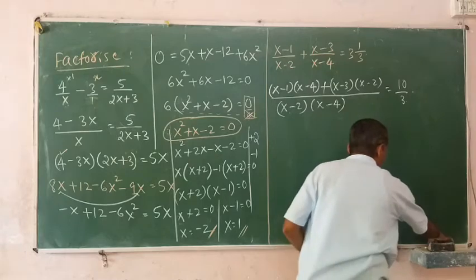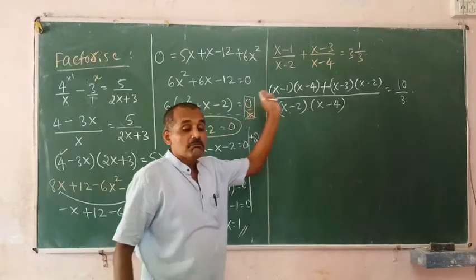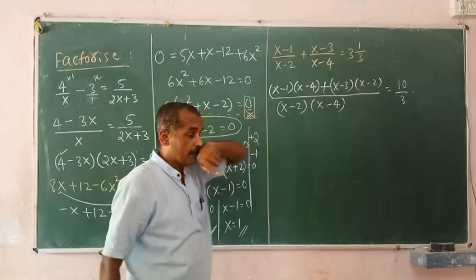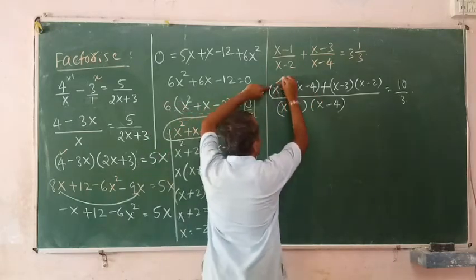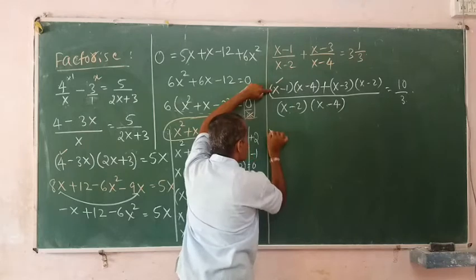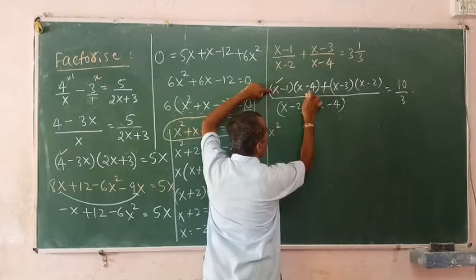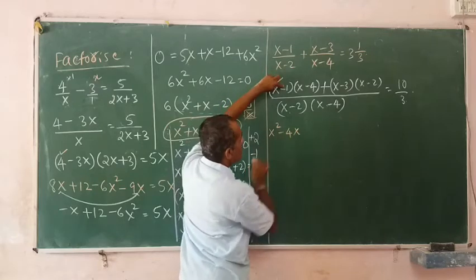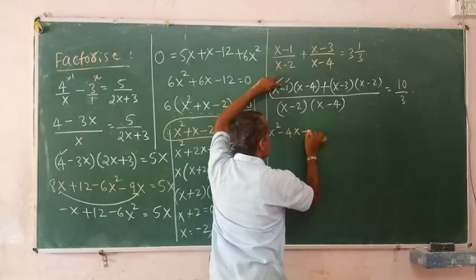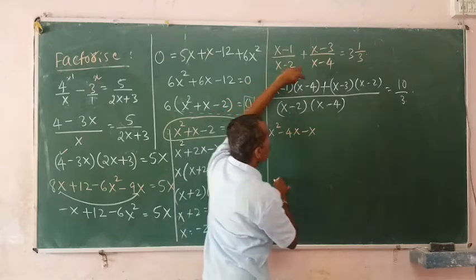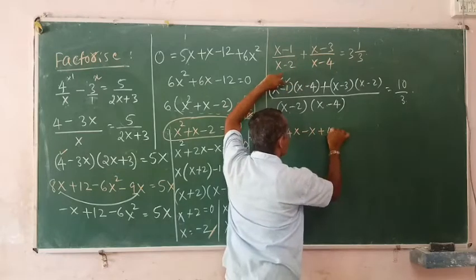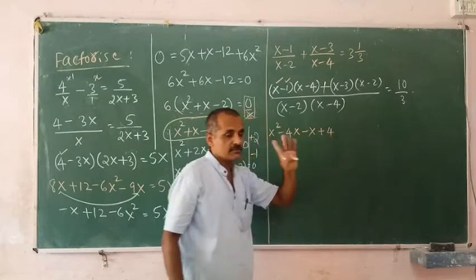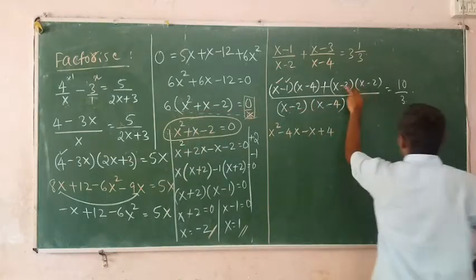Now my children, this is binomial to binomial, a very long multiplication. See very carefully. Let me start from here. x into x, x square. x into minus 4, minus 4x. Start from here: minus 1 into x, minus x. Minus 1 into minus 4, it is plus 4. See, binomial to binomial always gives you 4 terms. Got it.